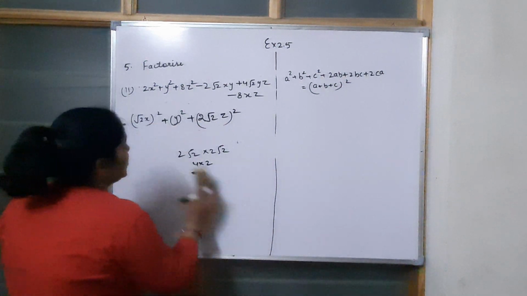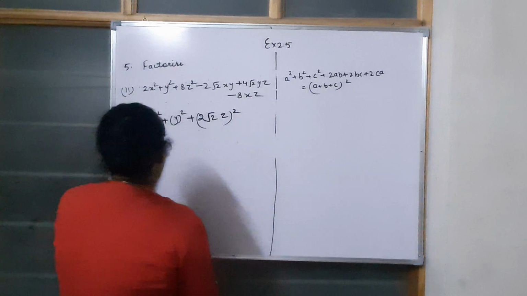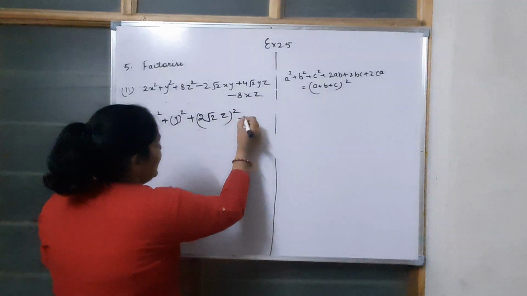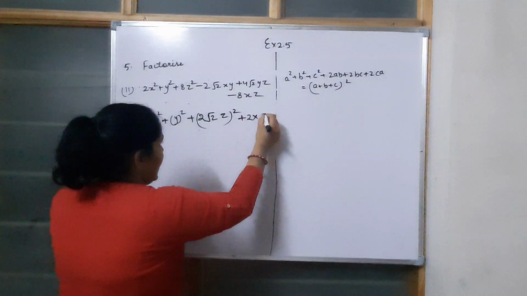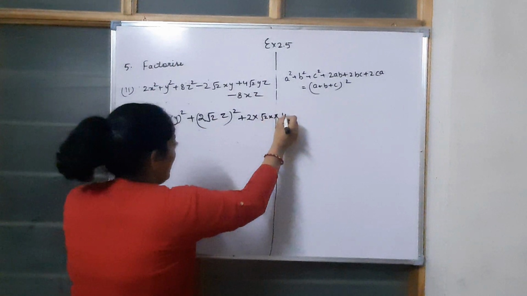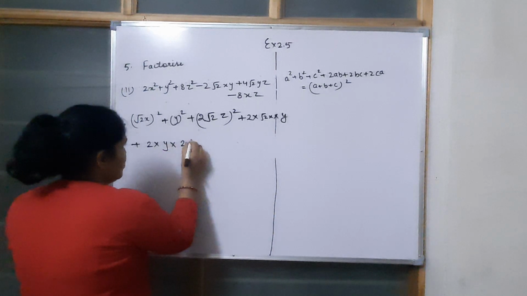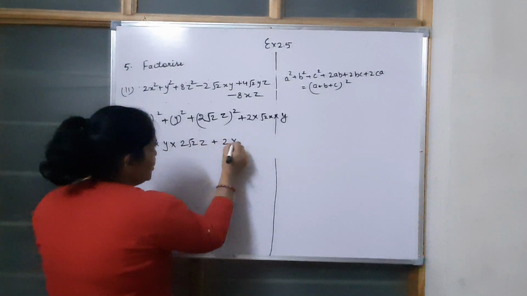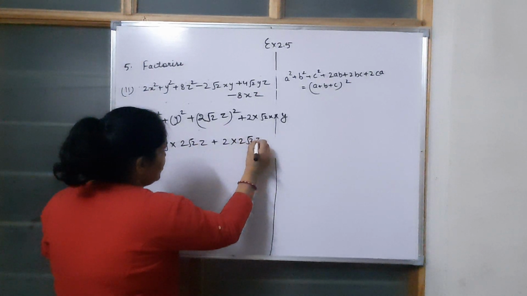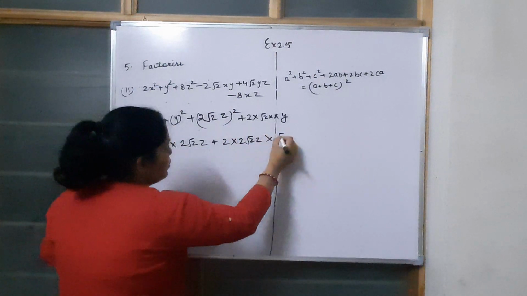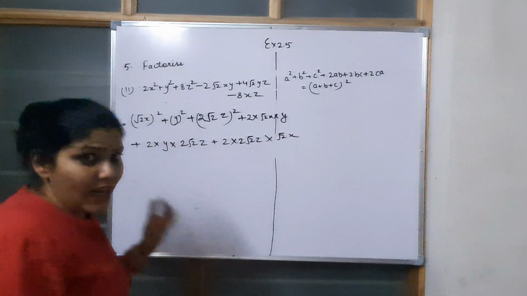Alright. Now just look here. Now a square, b square, c square. Now look for plus 2 into a into b. A is root 2x, b is y. Now 2 into b into c, b is y and c is 2 root 2z. Now 2 into c. C is what? 2 root 2z. And a is what? Root 2x. I hope you understood.